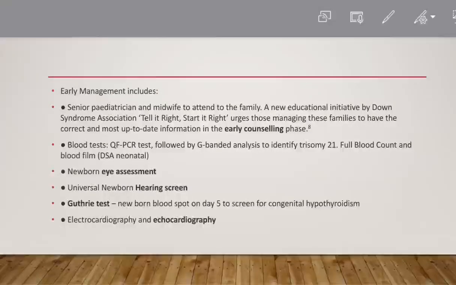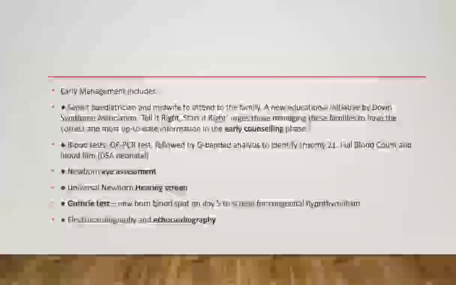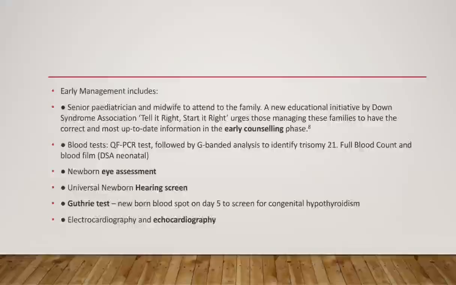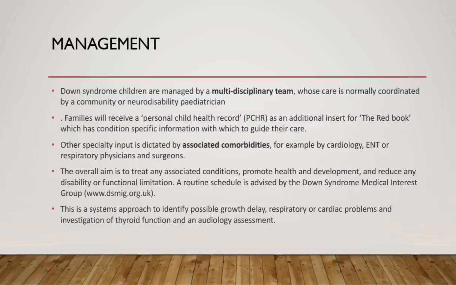Investigations include blood tests like QF-PCR followed by G-banding karyotype analysis to identify trisomy 21, full blood count and blood film, the newborn eye assessment, universal newborn hearing screen, urine test, newborn blood spot on day 5 to screen for congenital hypothyroidism, electrocardiography and echocardiography.